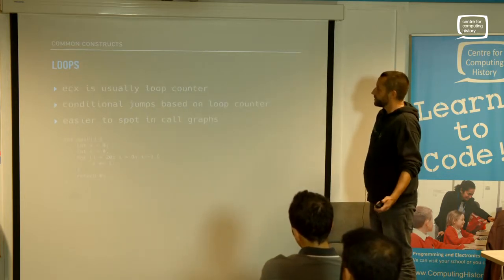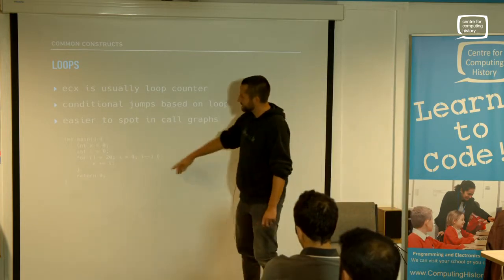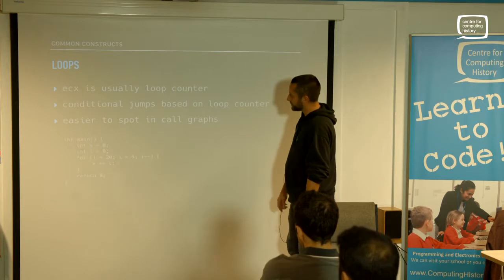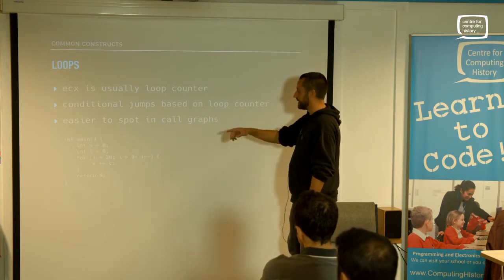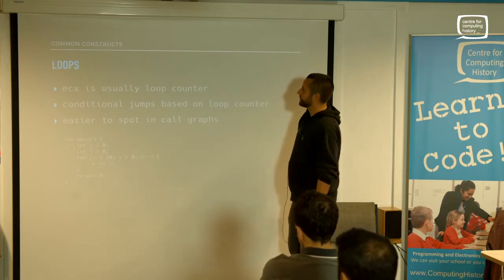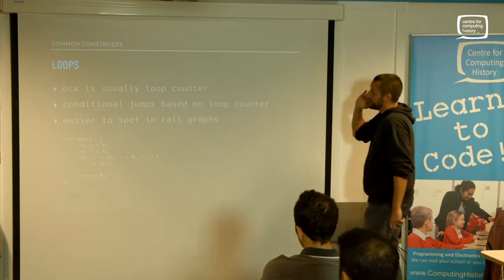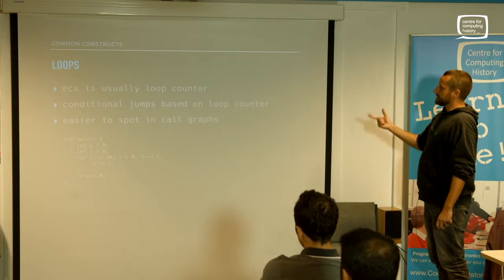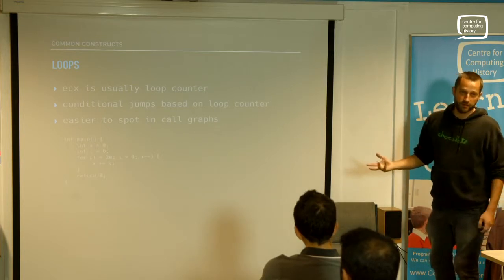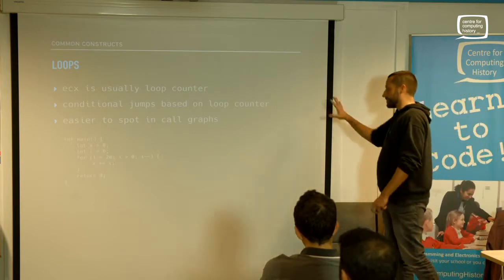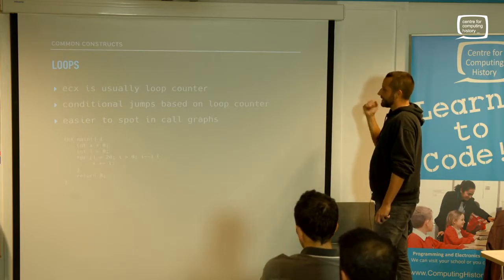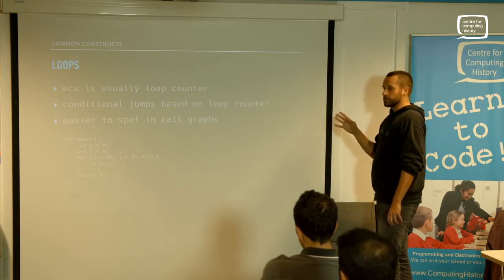Okay, so a loop. Given a loop like this, a simple for loop, where we loop an iteration of 20, incrementing x each time, and then we return out. So as I said, ECX is usually a loop counter. They're easier to spot in call graphs than they are in disassembly, obviously. I'll show you a call graph in case for those who haven't seen one, but they are kind of weird because compilers do weird things.